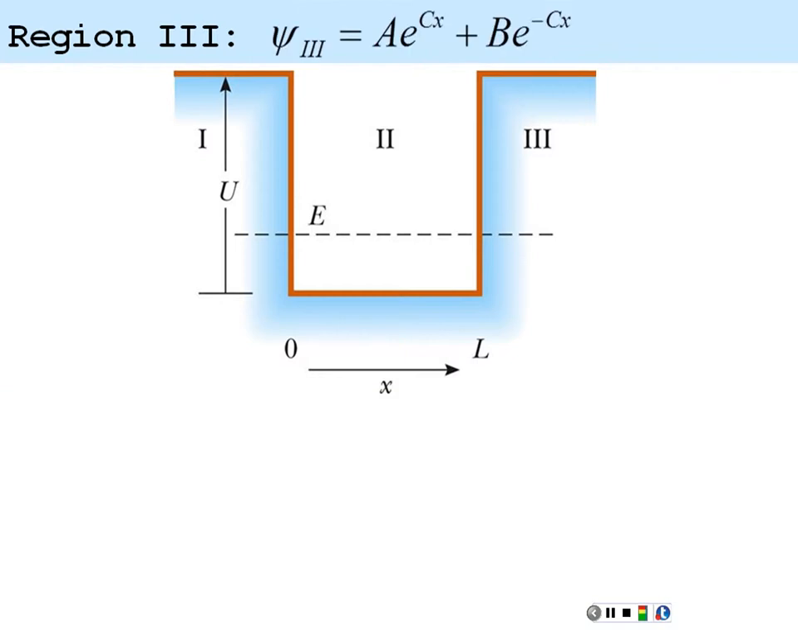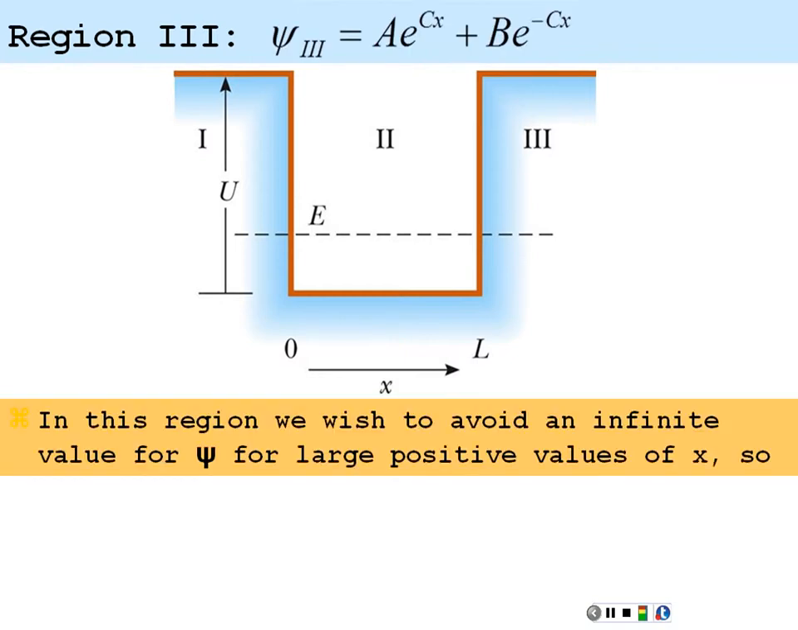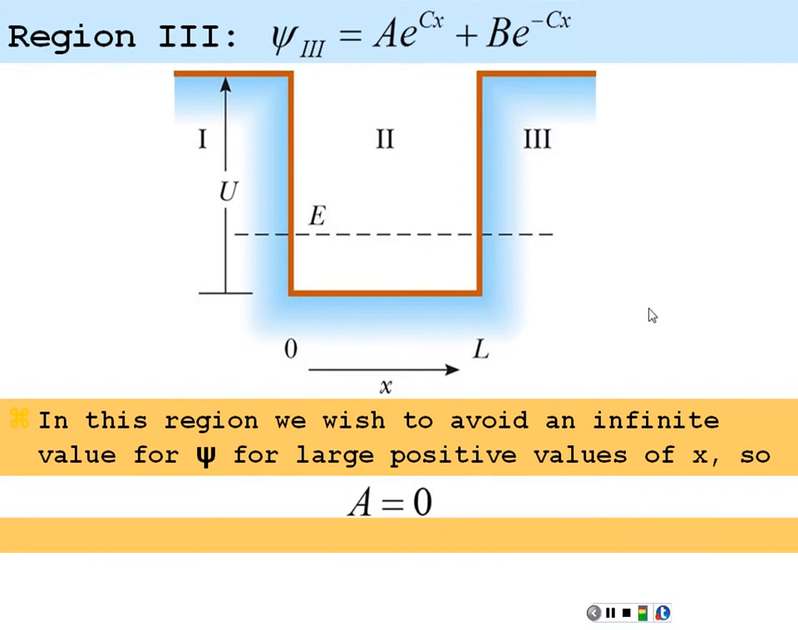In region 3, we want a similar idea, only we don't want it to blow up when we go to values of x that are infinity, positive values of x. So we can have b now, but we can't have this first term, a e to the cx, where x goes to infinity, because that will blow up the wave function. So we want a to equal 0. Hence, we're left with our wave function being equal to b e to the negative cx in this region, region 3.